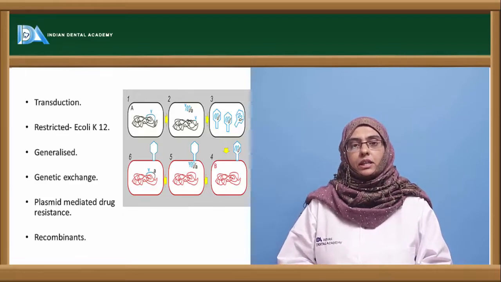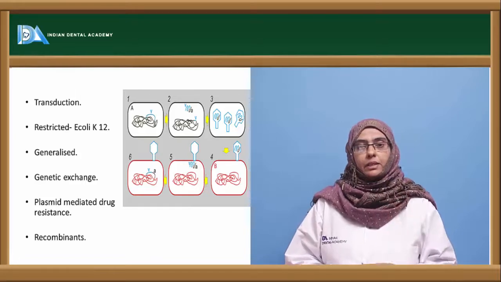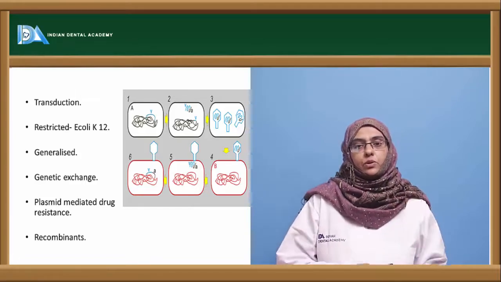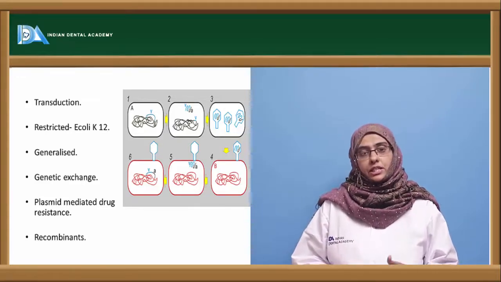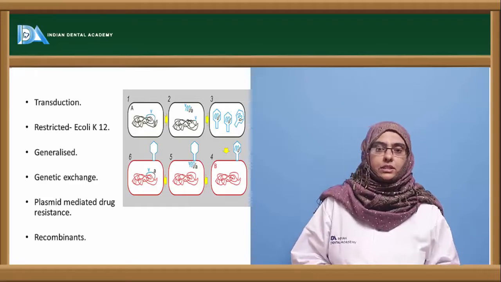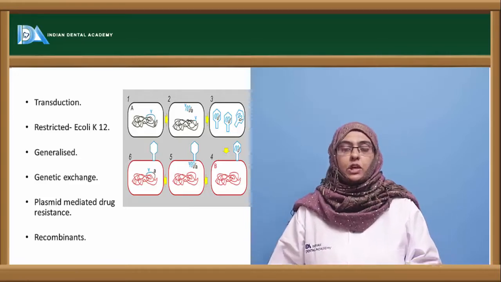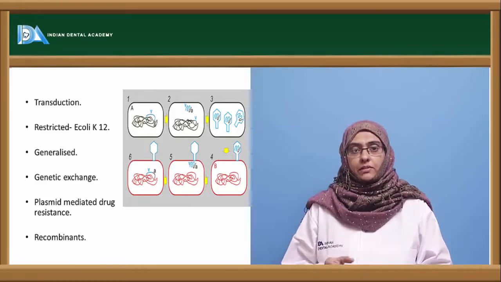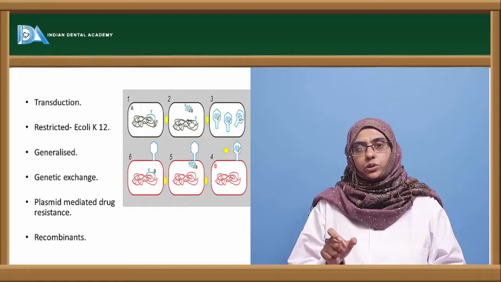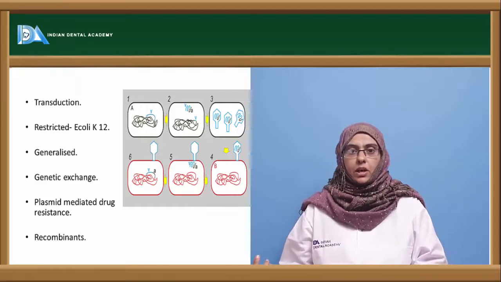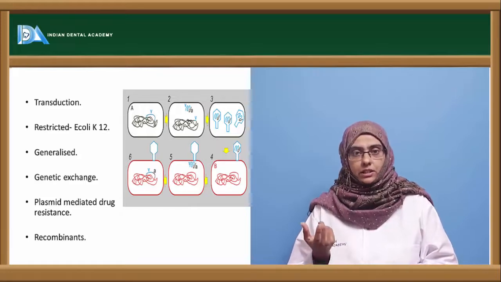Now, once the phages get integrated into the host cell, they have the ability to transfer genes from the host chromosome to another cell. This phenomenon is called transduction. Transduction is of two types: generalized transduction and restricted or specialized transduction. In restricted transduction, as the name indicates, it carries only particular genes from the host chromosome and transfers them to the other host. This usually takes place when the lysogenic cycle is carried out.